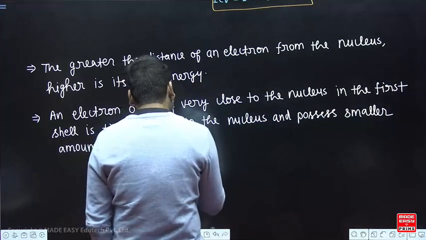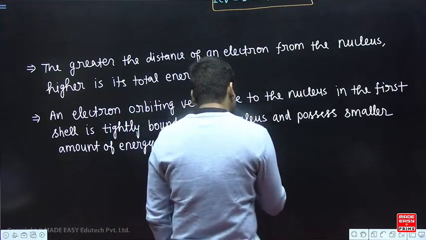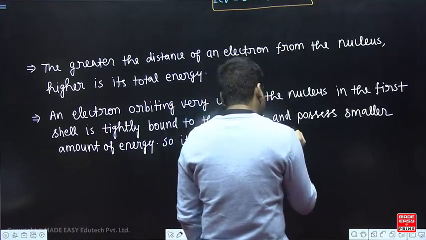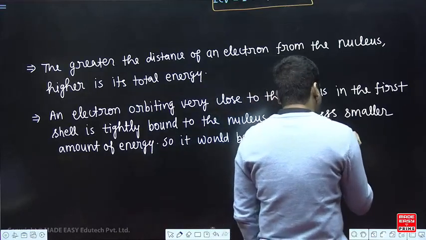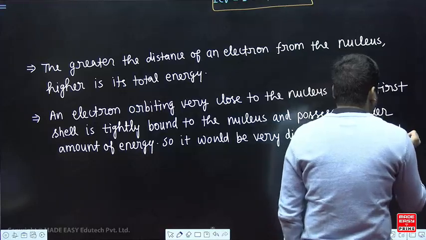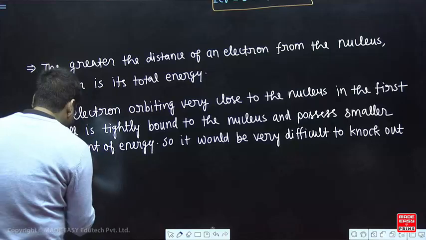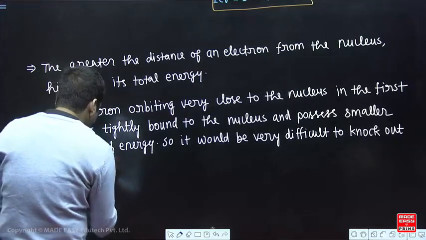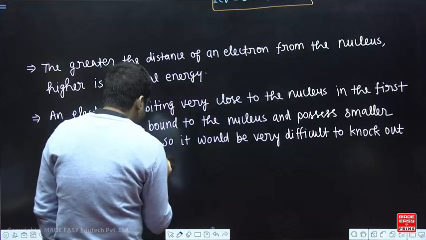So it would be very difficult to knock out this electron from its orbit.